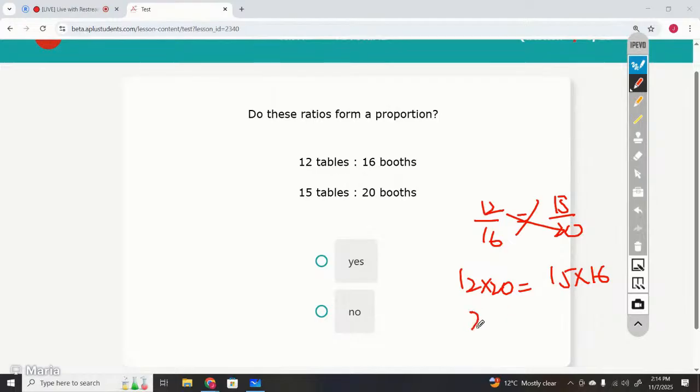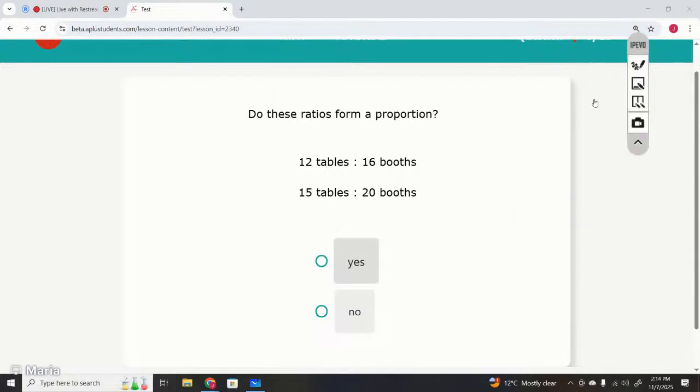That is 240. And 15 times 16 is 240. So both sides are exactly equal. So that's yes, they do form a proportion. Got it? The correct option is yes.